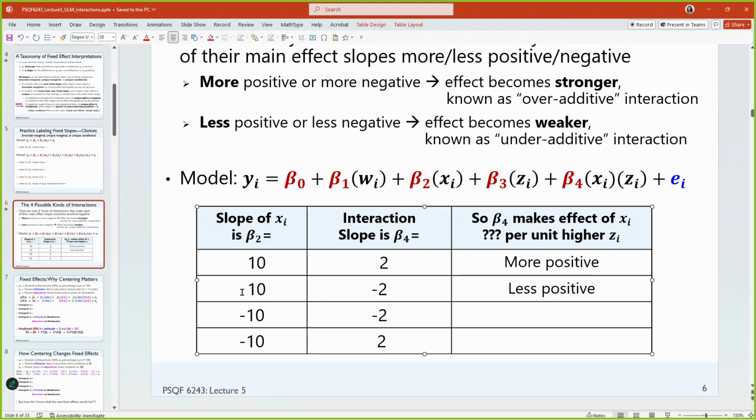Because what happens is this slope is 10 if z is 0. As z goes to 1, it would be 8. As z goes to 2, it would be 6. So you're taking a positive slope and turning it off.